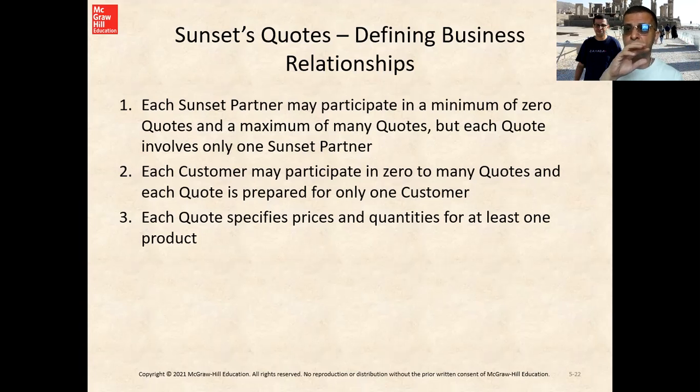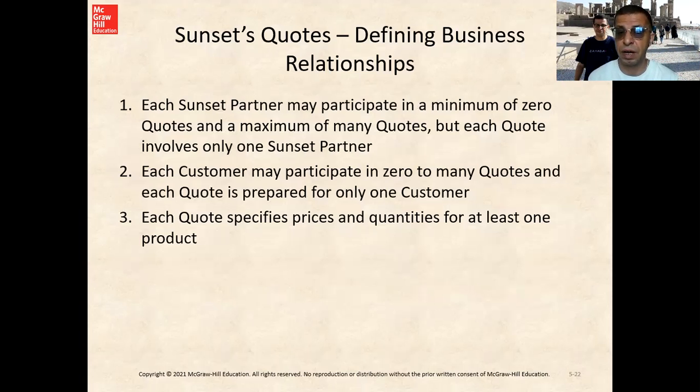So each quota request, you don't want to have sent from too many partners. If you have one partner, that should be one Sunset partner. If you have too many, then it could be screened and then submitted. Or a certain quota is supposed to go to a certain partner. Each customer may participate in 0 to many quotas, and each quota is prepared only for one customer. These are business rules by Sunset, for example, in the quotas.